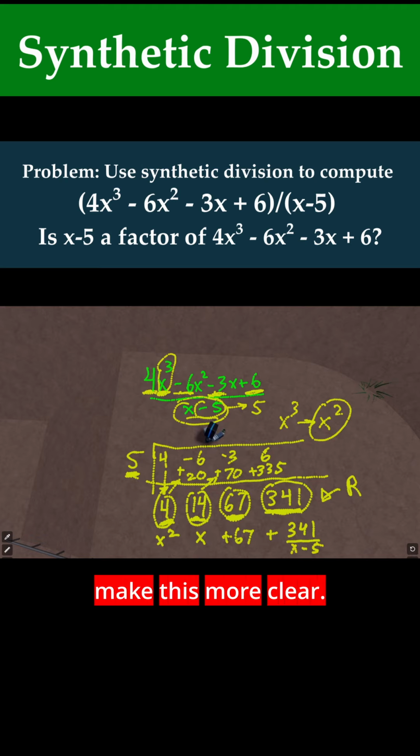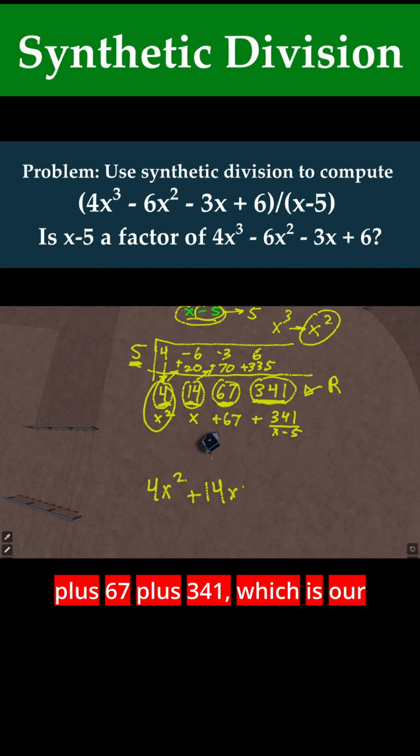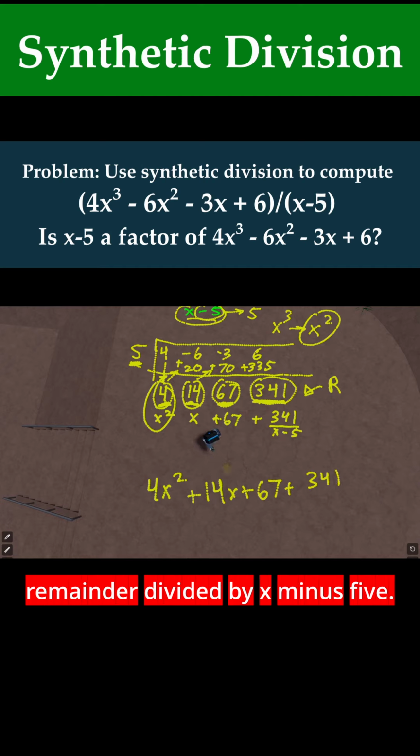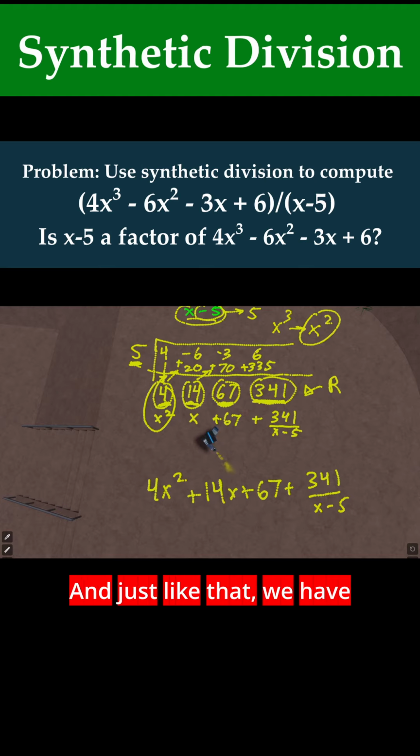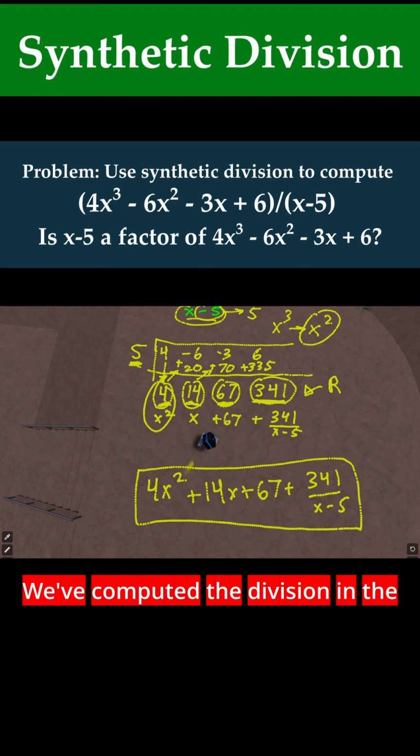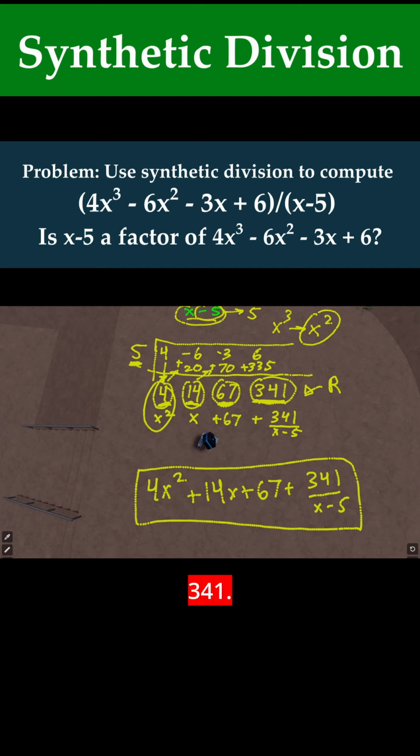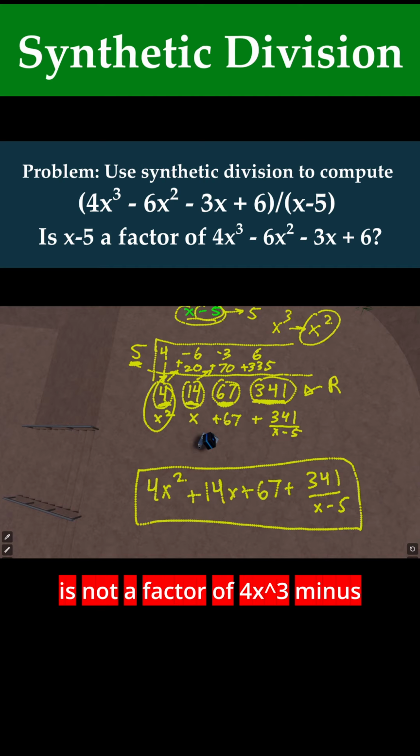So now let me just go down and make this more clear. So we have 4x squared plus 14x plus 67 plus 341, which is a remainder, divided by x minus 5. And just like that, we have computed the division in the problem by doing synthetic division. And the final thing I want to point out is that because our remainder was not 0, it was 341, we can say that x minus 5 is not a factor of 4x cubed minus 6x squared minus 3x plus 6.